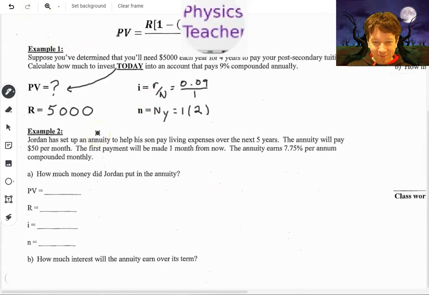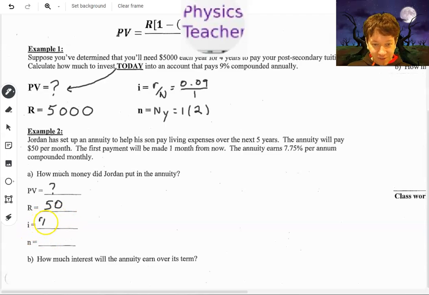So in example number 2, okay, we're actually going to solve for something. You can solve for one on your own. Jordan has set up an annuity to help his son pay living expenses over the next 5 years. The annuity will pay $50 per month. The first payment will be made 1 month from now. The annuity earns 7.75% per annum compounded monthly. So how much money did Jordan put in the annuity? So that's our present value. How much money did he put in right now? We don't know. We're going to have to calculate that. But it is going to make $50 regular payments, right?